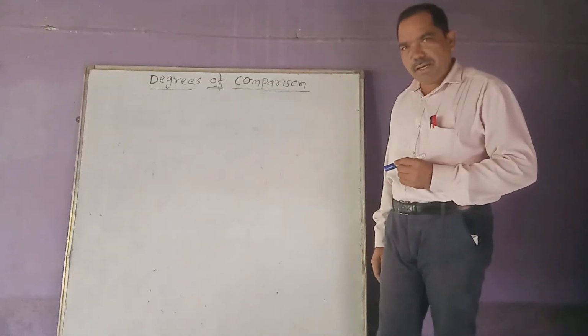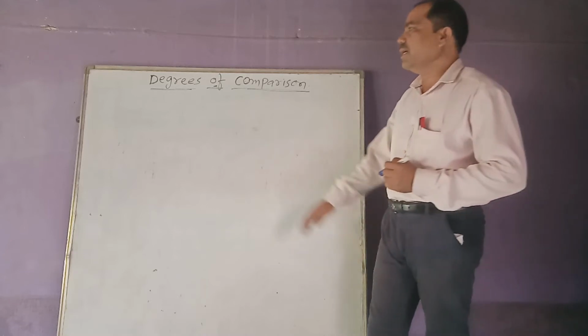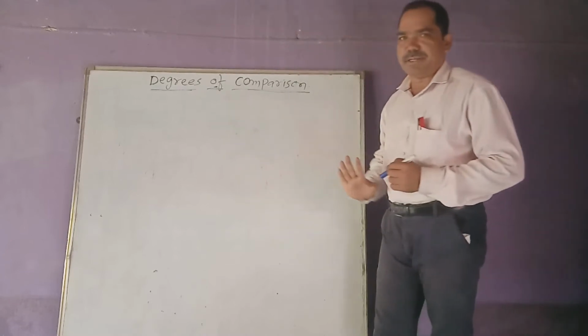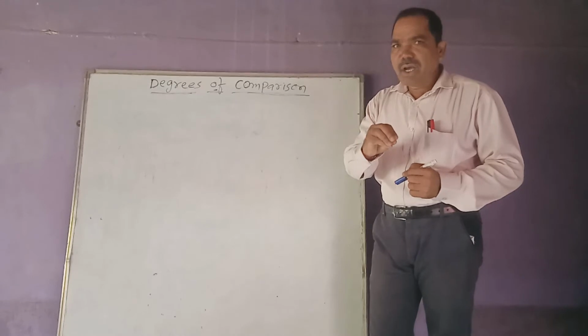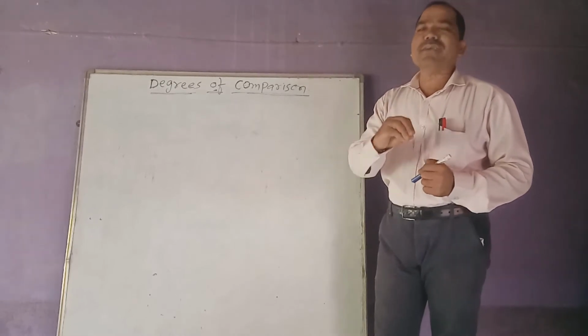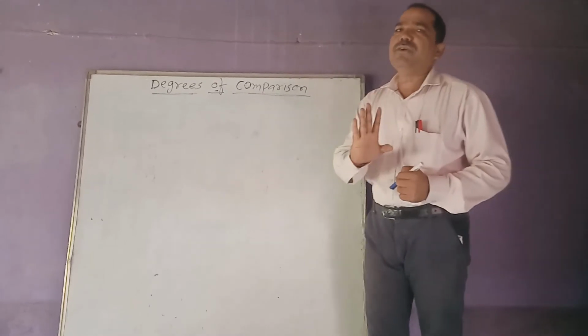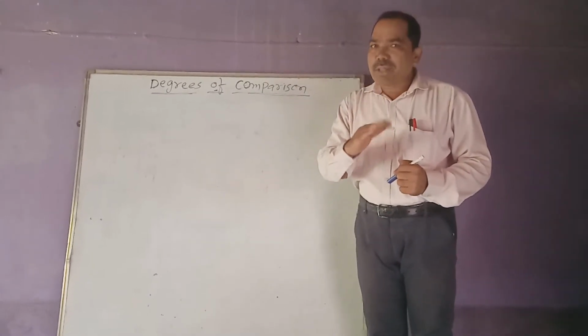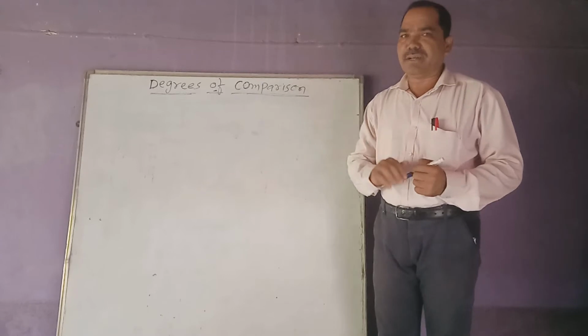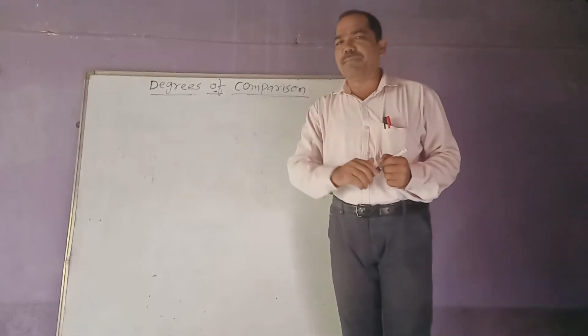That's my knowledge part, and today we have to discuss the degrees of comparison. It is one of the parts of English grammar. In this, what one has to do? First of all, we must understand how many types of degrees of comparison there are. There are three types of degrees of comparison.